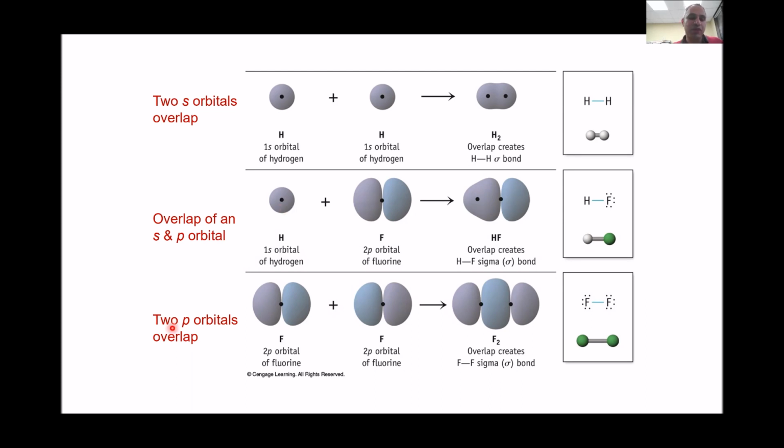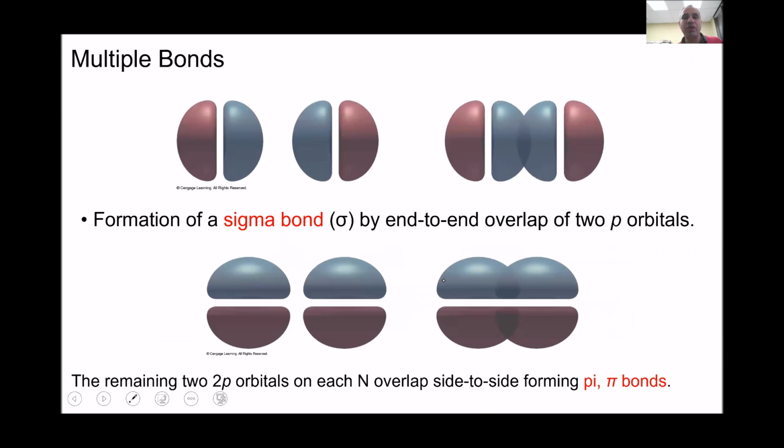But if you have two p orbitals, we will have two possibilities. We'll have the possibility of head-to-head overlap between them that will result in a sigma bond, with the electron cloud localized in between the two bound atoms. And we will also have a second possibility where the two p orbitals will overlap side by side. And in this case, the bond formed is going to be called a pi bond. Again, the electron cloud in this case is going to be localized on top and below the two bound atoms in the molecule.